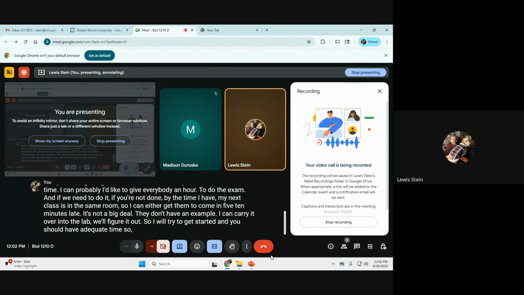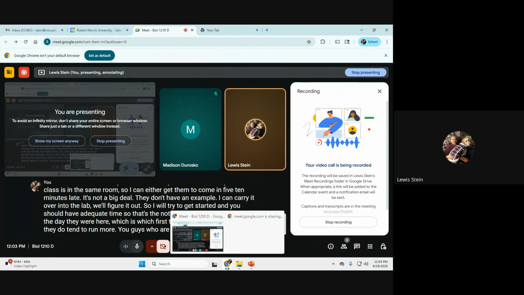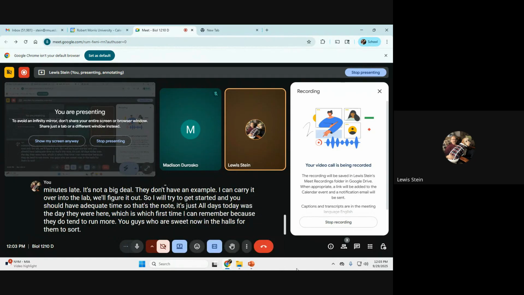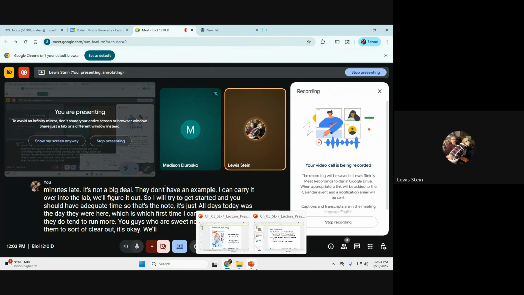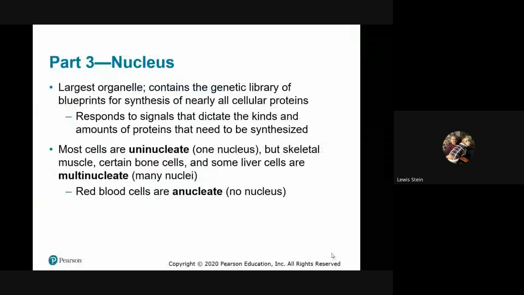So that's the note. Today was the day they weren't here, which is the first time I can remember, because they do tend to run long. So you guys who are just waiting out in the halls for them to clear out, it's okay. We'll figure it out. I don't want you to feel an unnecessary time constraint, would be the way to describe that.